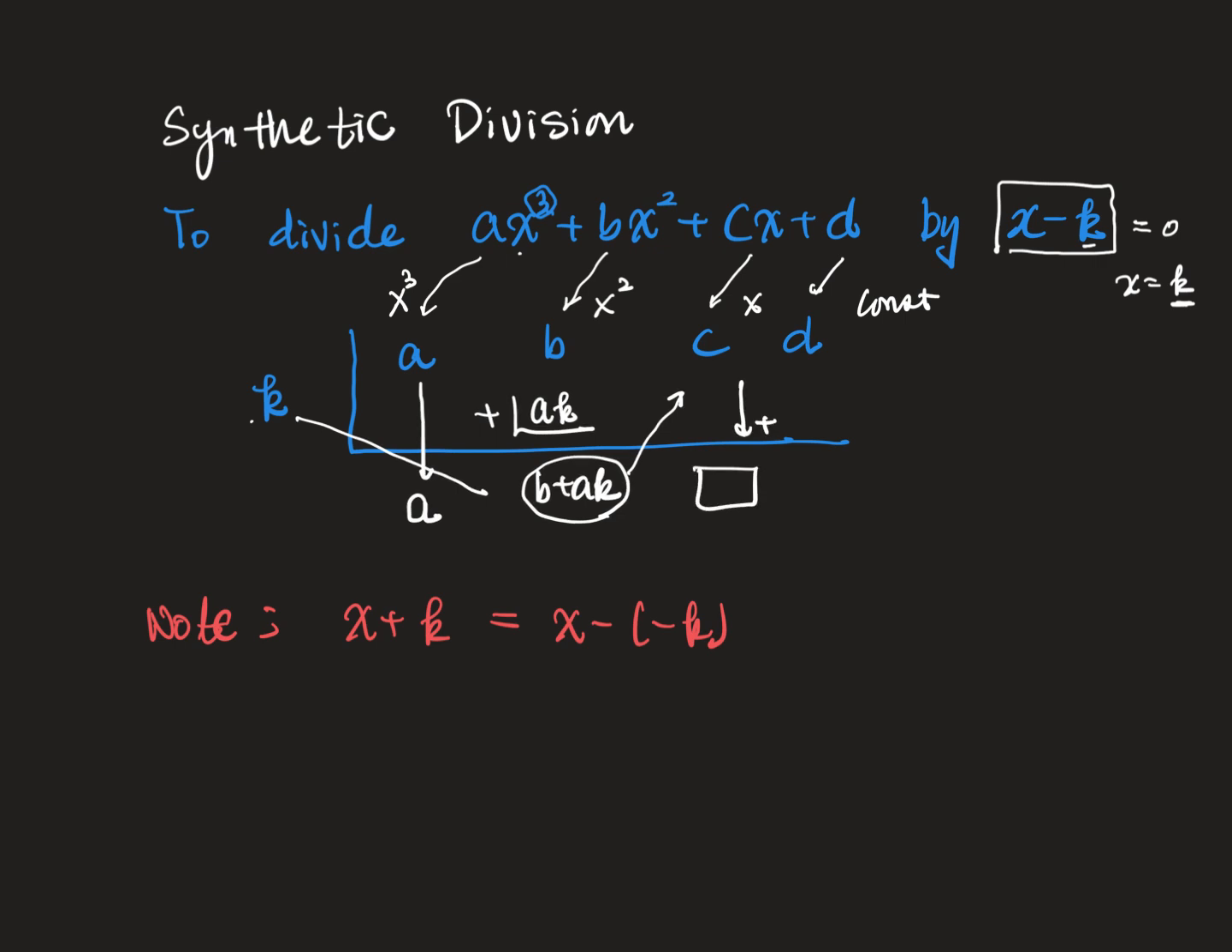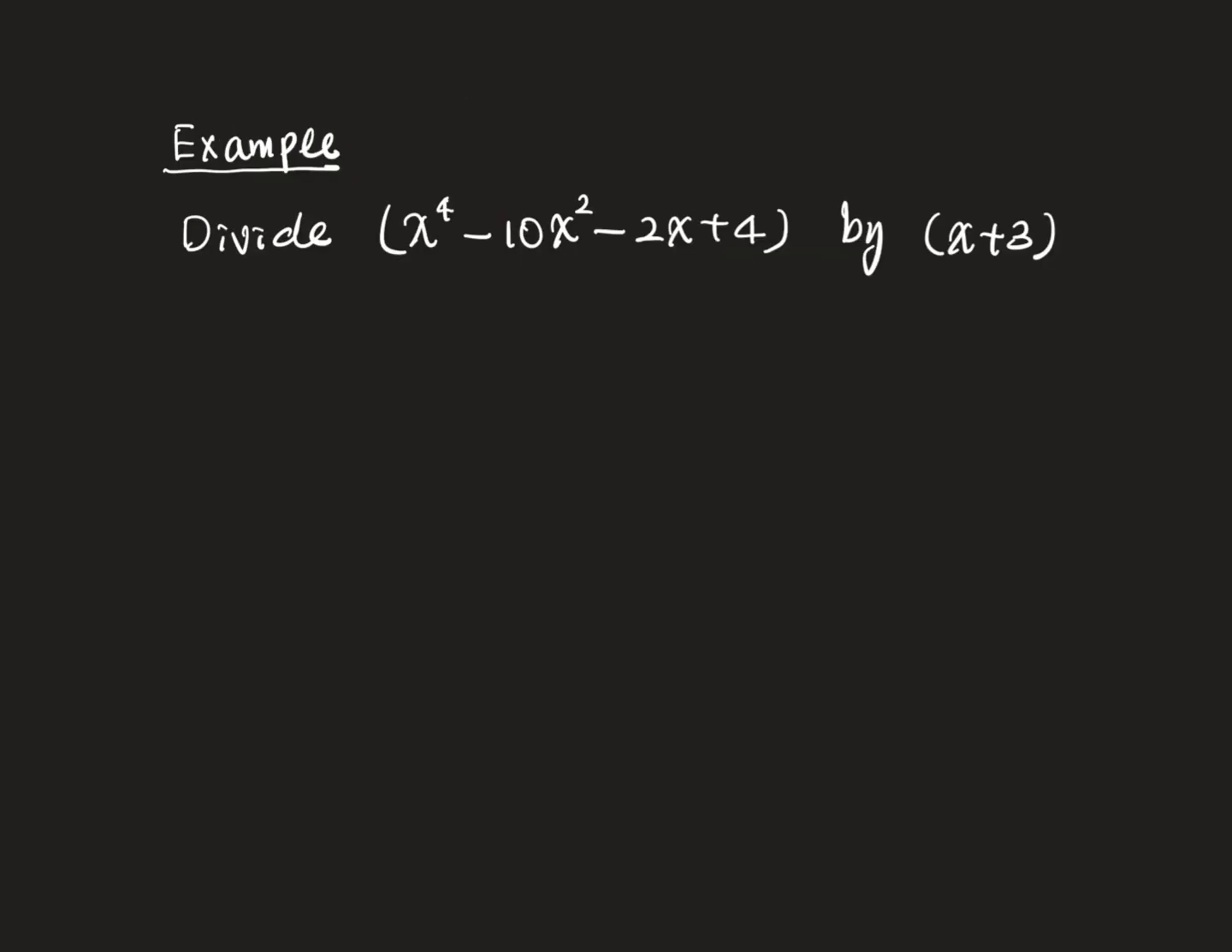Guys, let's practice with an example. This one is a degree 4 polynomial. We're going to divide by x plus 3. So first, you write the coefficient of each term. First one is x to the fourth. What is the next one? x cubed. Next one, decreasing by 1, x squared. Next one is x. Last one is the constant.